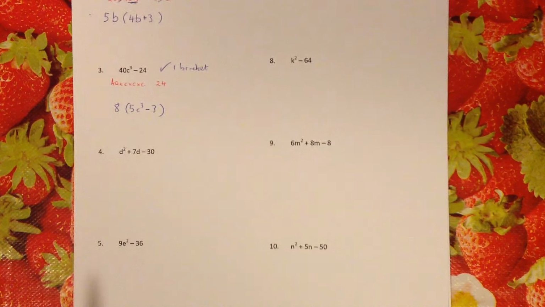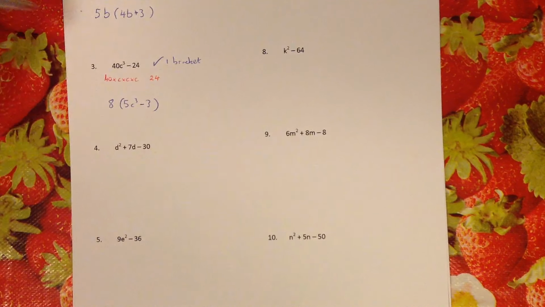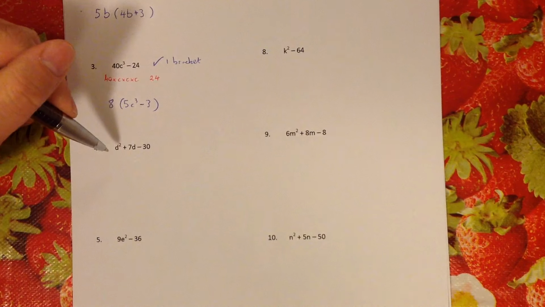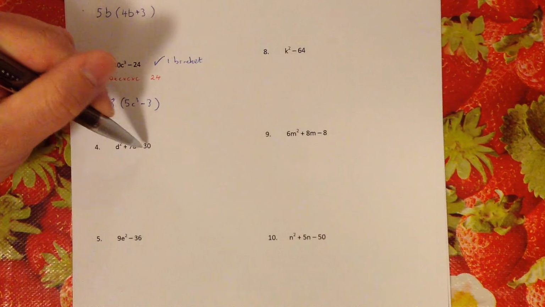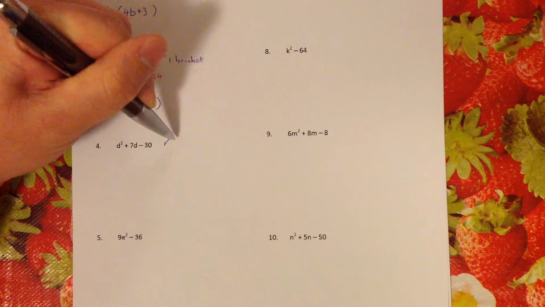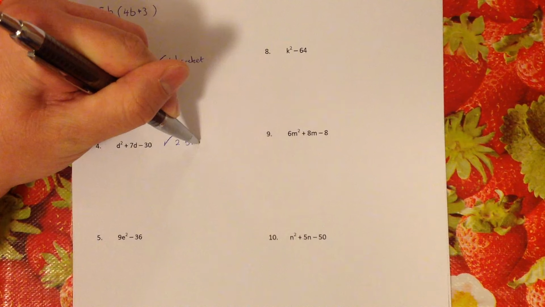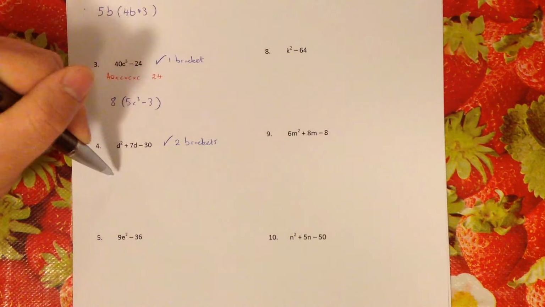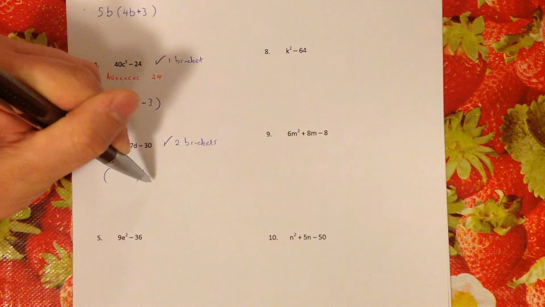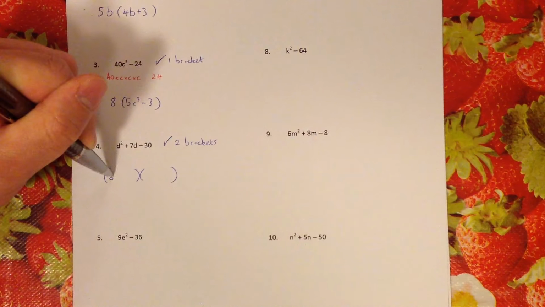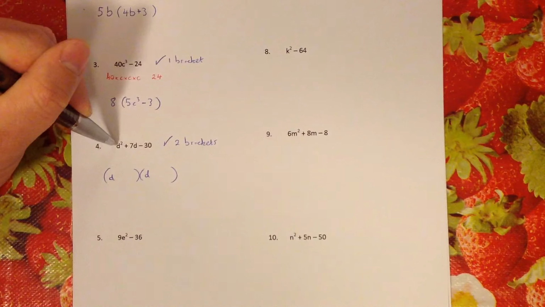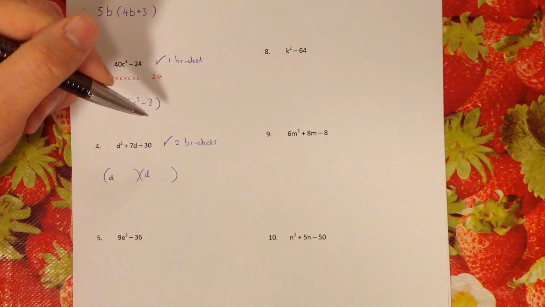Question number 4 then. Just like the first question, this one looks like we've got a squared term, we've got a letter term, and we've got a number term. So this time I know it's going to be 2 brackets, it's going to be a quadratic. So I write in my 2 brackets. I know in the front of each bracket I'm going to have the letter d, because d times d is d squared. I've then got to go through my 3 steps.